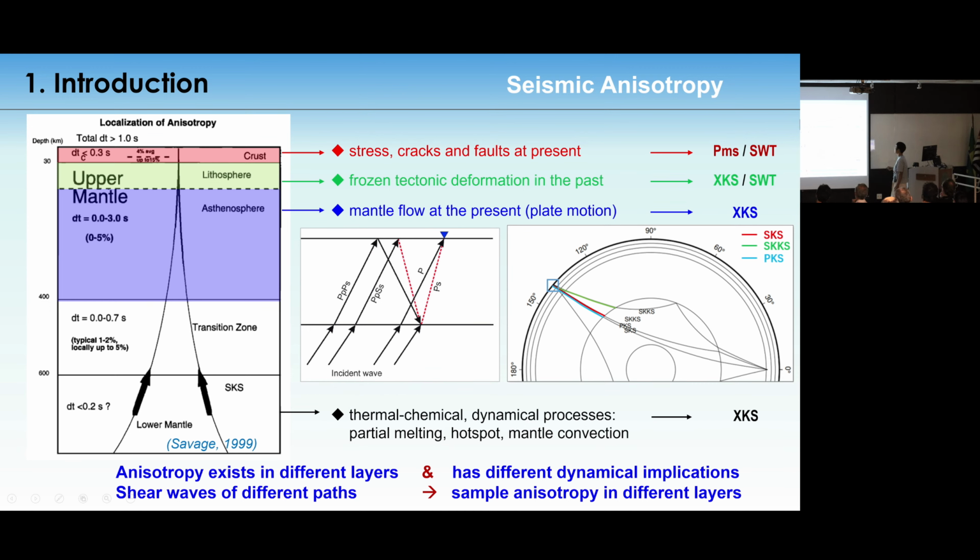For the deeper part, we normally use core-refracted shear waves, which we call XKS waves. But for the shallow parts, we normally use surface wave tomography or the Moho converted waves, which we call Ps waves or receiver functions.